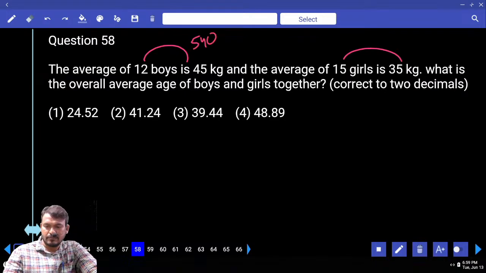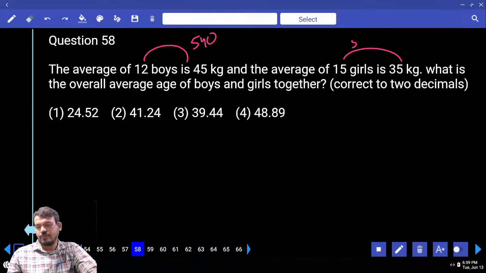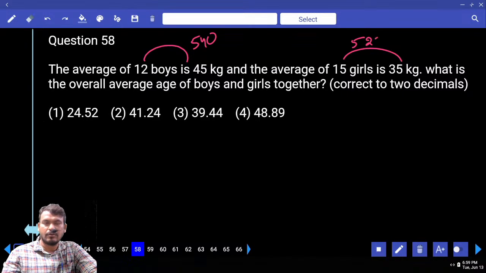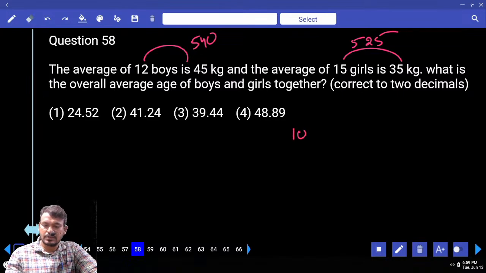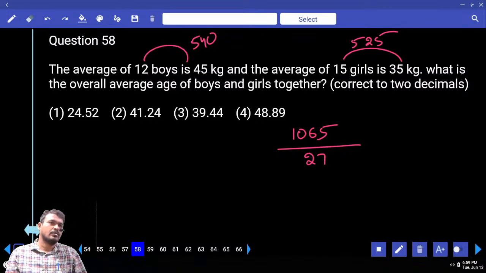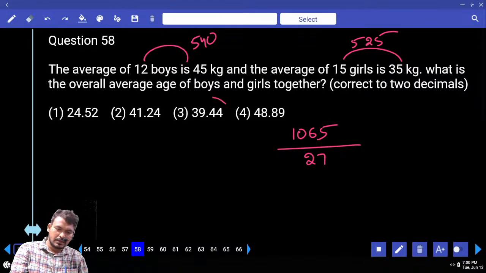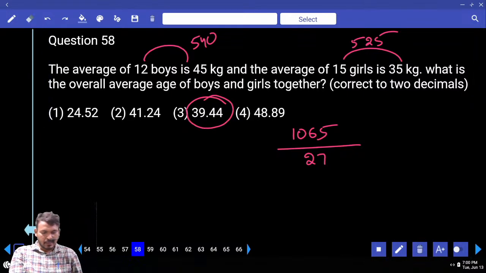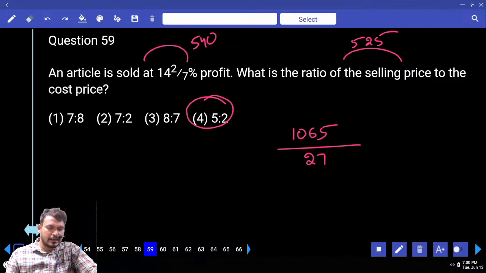450 plus 75, 525. The total is 1065. That is distributed among boys and girls, who are in total how many? 27. 27 double is 54. 27 times 4 is 108, so it is less than 40 times, but nearby 40 times. Then the answer is 39.44.